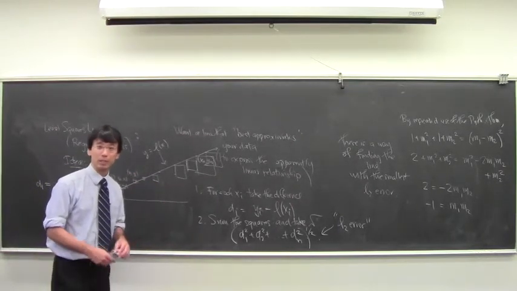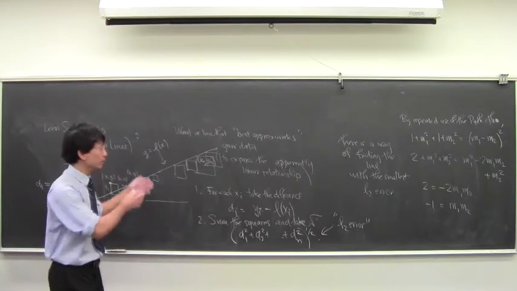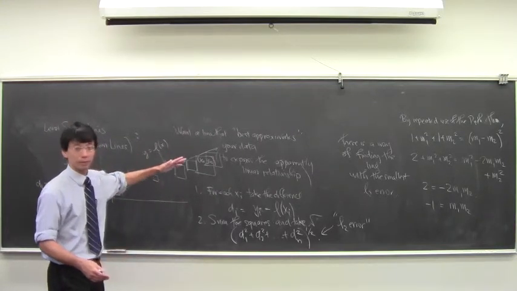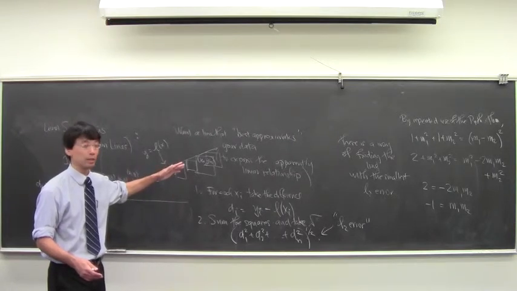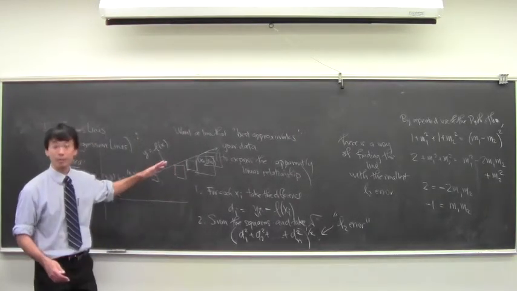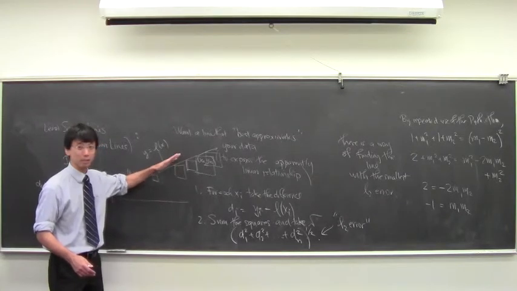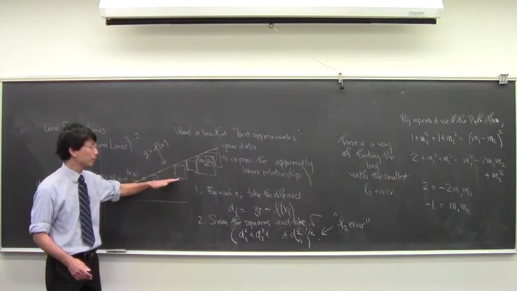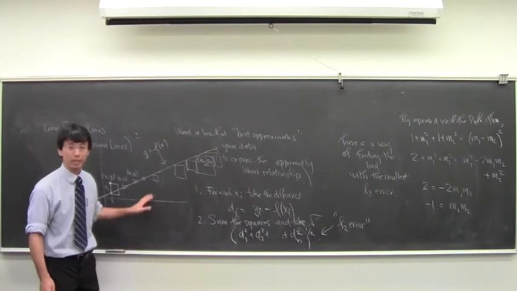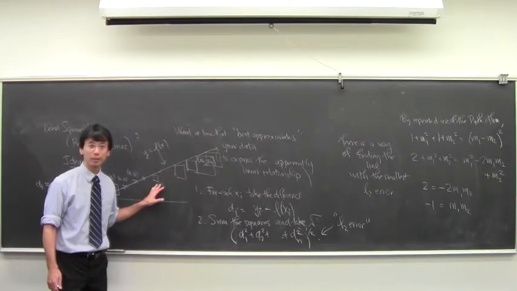But this is important in science. In science, you often have some data and you'd like to fit a regression line to it. What does that mean? It means you're finding the line that is best in this sense. Any questions about that?